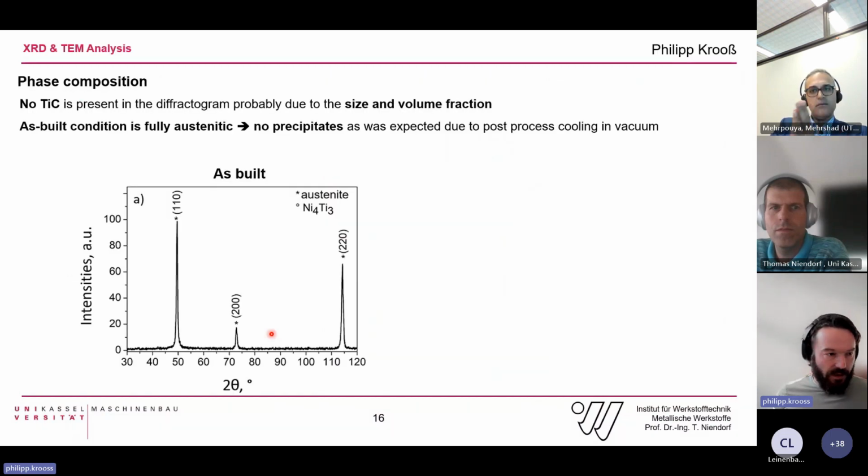Then we looked at the phase composition just to be sure what's going on there. Obviously the titanium carbide was not present in the diffractogram, maybe due to size and volume fraction, because it is very finely dispersed. And we were a bit surprised that the material is fully austenitic, so no precipitates were found. Normally nickel titanium is full of precipitates, especially nickel-rich nickel titanium. But in this case, it was pure austenite after printing.